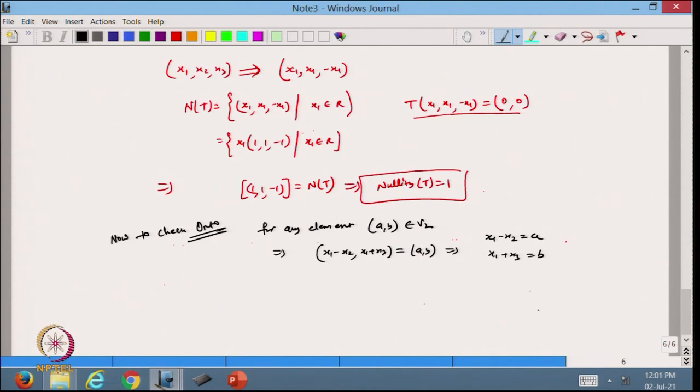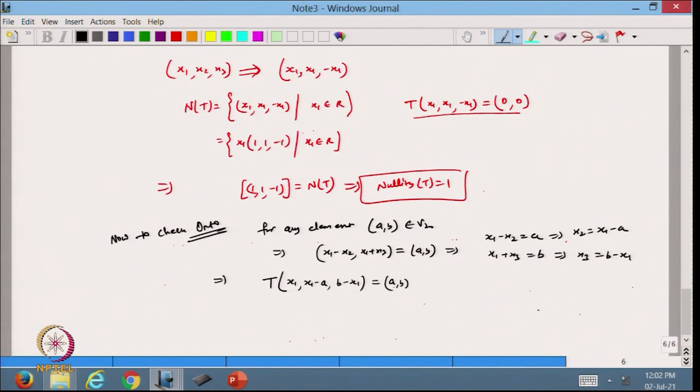Now from here I can define x2 is equal to x1 minus a, and x3 is equal to b minus x1. So I have written everything in terms of x1 only. So x2 is coming x1 minus a and x3 is coming b minus x1. Now for T, I write x1, x2 as x1 minus a, and x3 as b minus x1, and I will get my value (a, b).